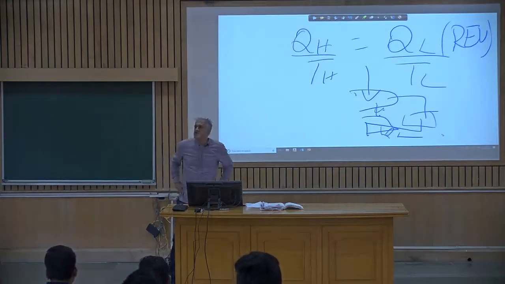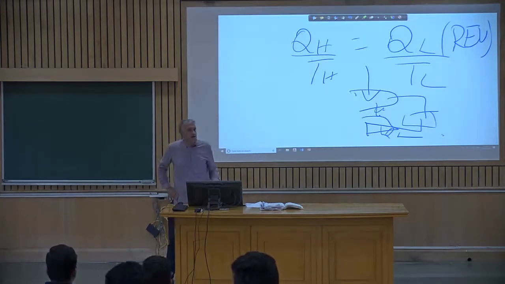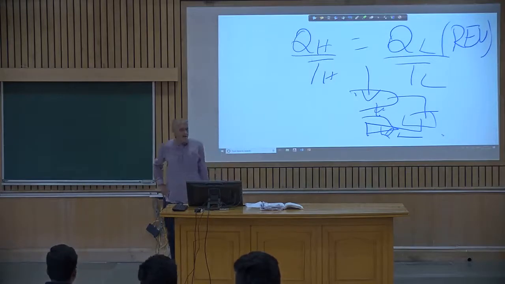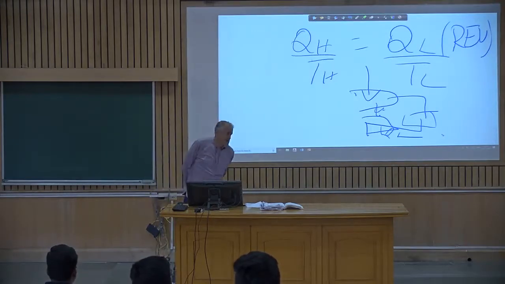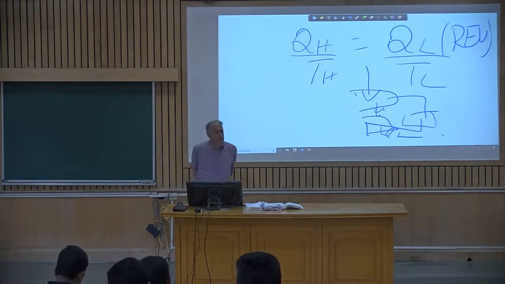So what will happen to the fraction? QH by TH will be greater than QL by TL or less than QL by TL. What did Carnot come up with? Less than. Can you write it? That is your big Clausius inequality.